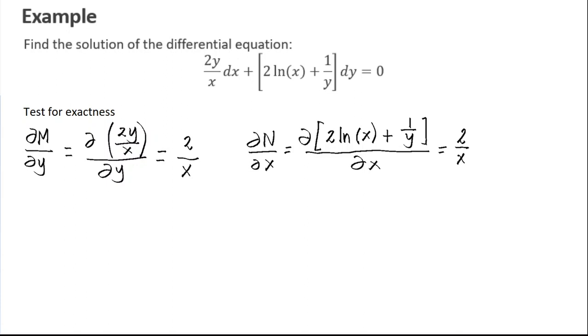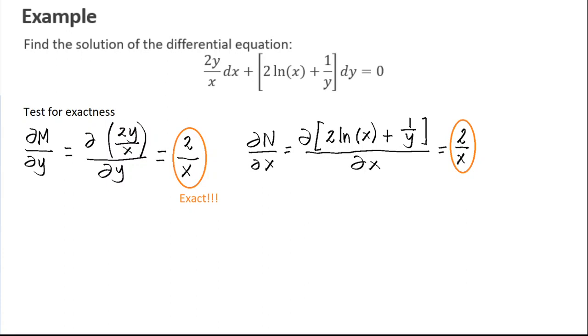So as you can observe, this and this are equal. Therefore, our differential equation is an exact differential equation. Okay? Now, we have tested for the exactness and we have proven that this is exact. Let's proceed with step 2.